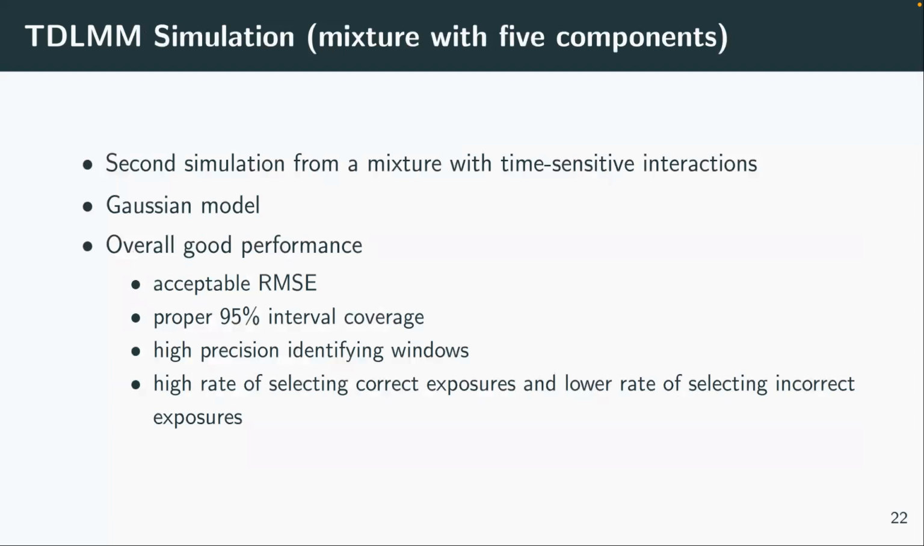We had proper 95% coverage on our intervals throughout. We had high precision in identifying the windows, especially because we had a very low false window detection rate. And then we had a high rate of selecting the correct components. That occurred with very high probability. We had a lower rate, not exceptionally low, but lower rate of selecting incorrect components. And generally when they were selected in, their effects were shrunk down. That's why we're not getting a high false selection rate.